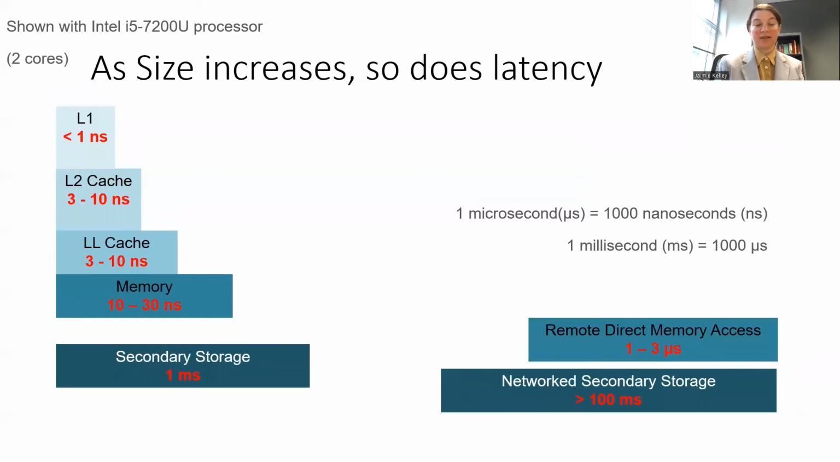So if we look at latency, it takes roughly on the order of nanoseconds to access information from cache. It takes microseconds to access memory using remote direct memory access from other memory units that are not on our computer. And it takes on the order of milliseconds to access secondary storage, regardless of whether that's on our computer or on somebody else's computer. As the size increases, so does the amount of time that it takes to access information from that storage layer.